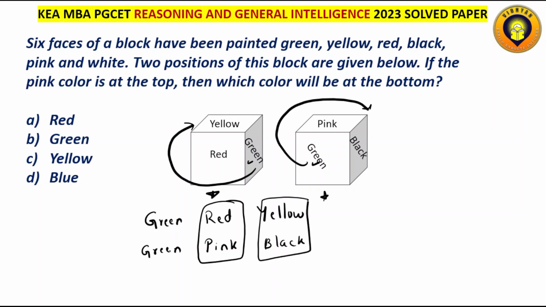Now green cannot be opposite to green, so there should be another color. So which color have they given? The other color is white. That means green is opposite to white. So what is asked? If the pink color is at the top, then which color will be at the bottom? That is the opposite of pink color. So the opposite of pink color is red. So red is the answer.